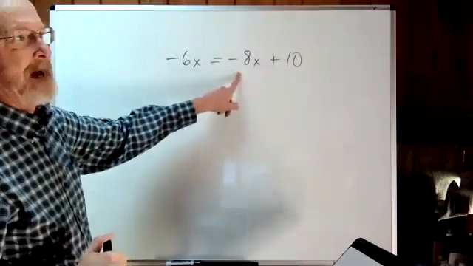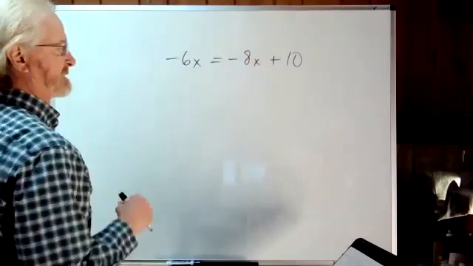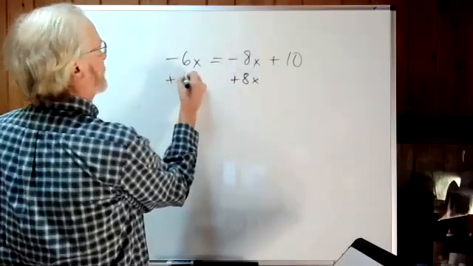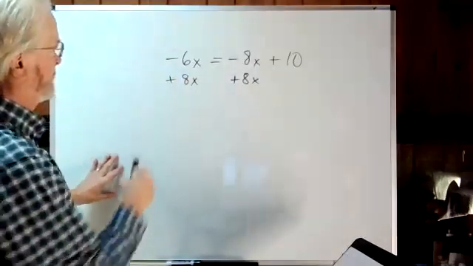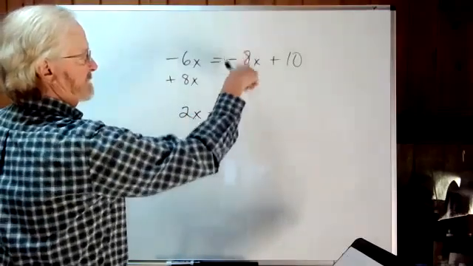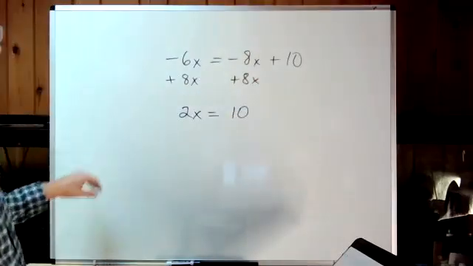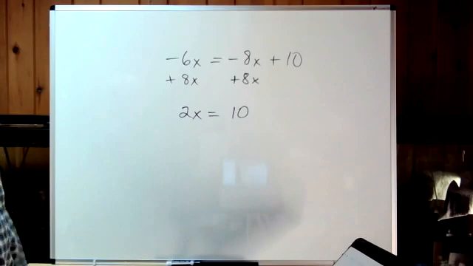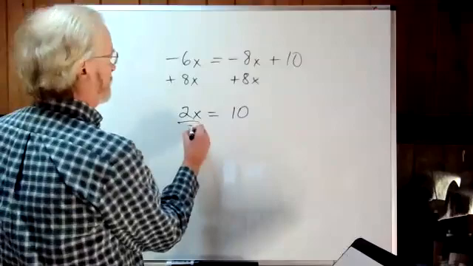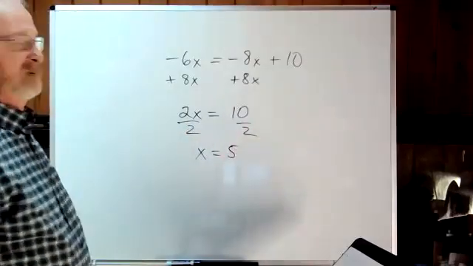I'm going to add 8 x's to both sides to remove, in a sense, those x's from that side. So if I add 8 x's, I've got to do that on both sides. And negative 6 plus 8, I have 2 x's left. On purpose, I did that to cancel them out, and 10 left here. So now I have this kind where I need to do a division. I have 2 x's, I want 1 x. So I'm going to divide both sides by the 2. Got down to x equals 5.